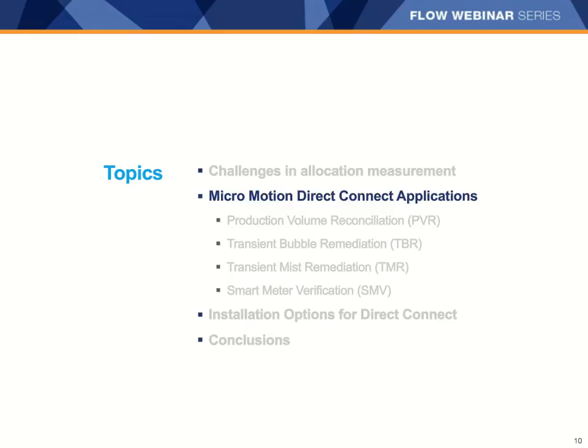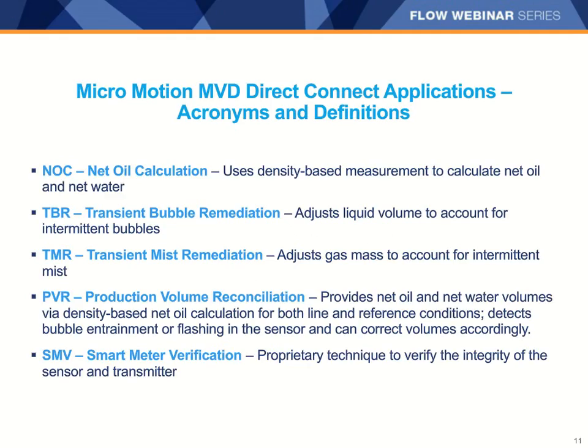Let's start with some acronyms and definitions. So NOC, and I'll use all these acronyms quite a bit. NOC is the net oil calculation. This is where we use the density measurements out of the Coriolis meter to calculate net oil and net water. TBR, transient bubble remediation, adjusts liquid volume to account for intermittent bubbles. TMR is transient mist remediation. This is when we adjust the gas mass to account for intermittent mist. Good distinction there. For TBR, which is for liquids, we're adjusting the volume. For TMR, we're adjusting the mass for the gas flow.